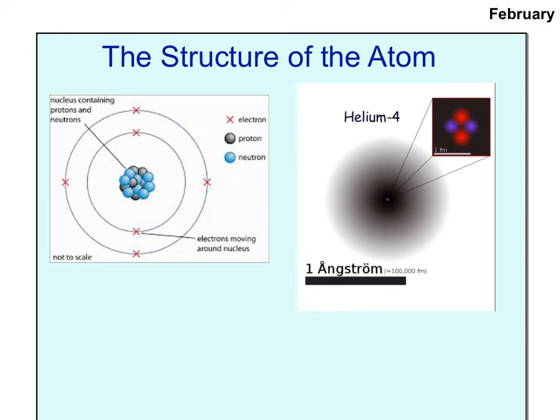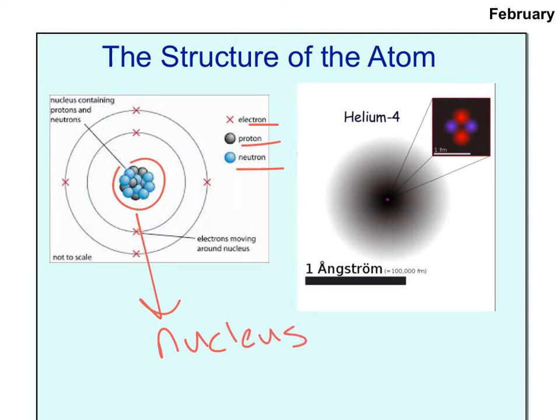We're going to begin discussing the basic structure of an atom. As you may recall, there are three different subatomic particles to an atom: the electron, the proton, and the neutron. How the structure of the atom works is the protons and neutrons are located in the center of the atom, which we refer to as the nucleus. Then the electrons orbit around the nucleus.